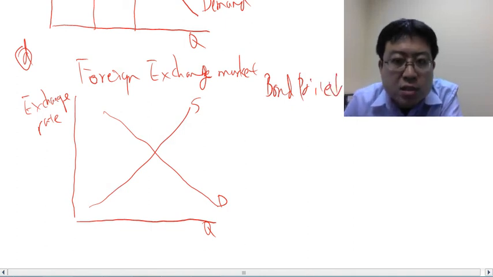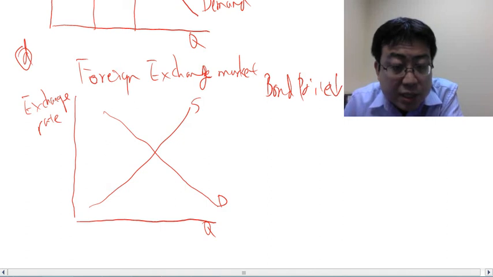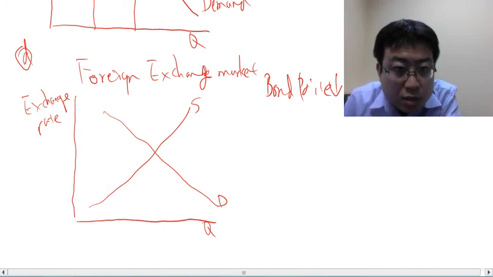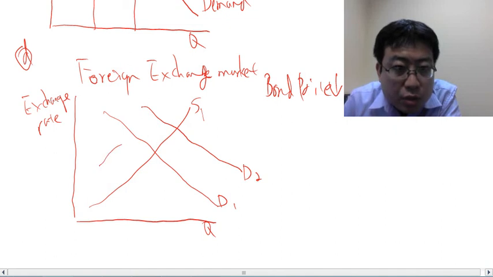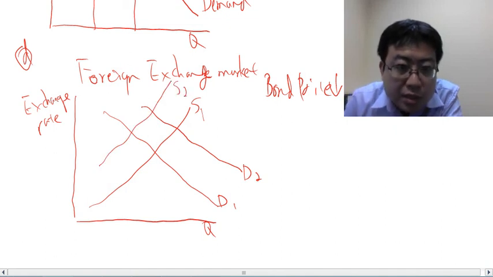When bond price is decreasing, it means the bond is cheaper. So when it's cheaper, it's more desirable. When US bonds are more desirable, foreign investors want to invest more into US bonds, so the demand for US dollar will increase. D1, D2. At the same time, our US investors will also buy more US bonds, so the supply of US dollar also decreases. So supply would decrease to S2, which means our equilibrium will change from this point over here to this point over here.